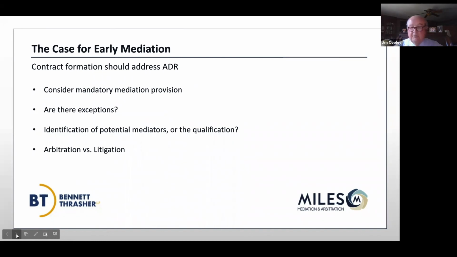You can identify potential mediators, for example, and agree on them in advance, or at least you can lay out the qualifications for those mediators. And then you can set that process up so that if it's not resolved, it leads to arbitration or it leads to litigation.